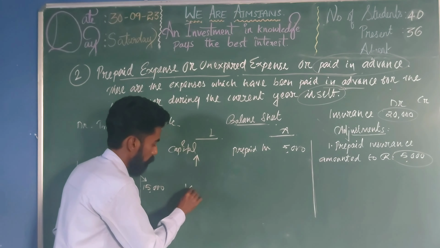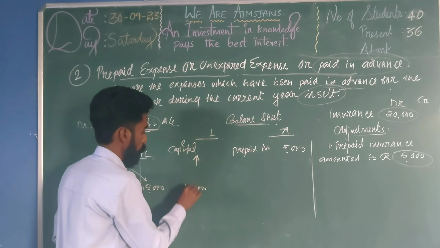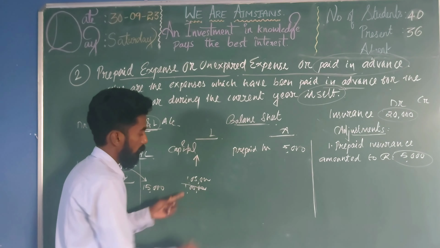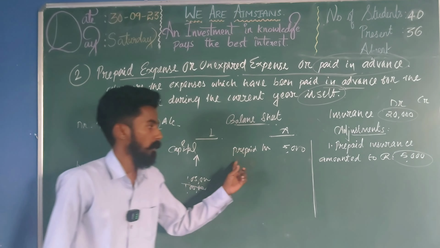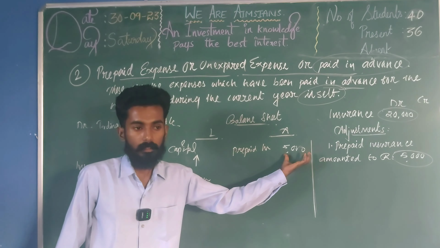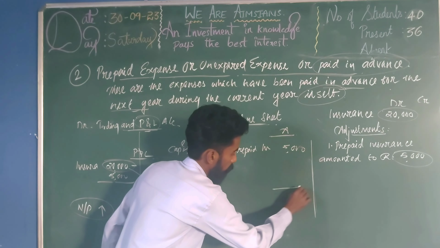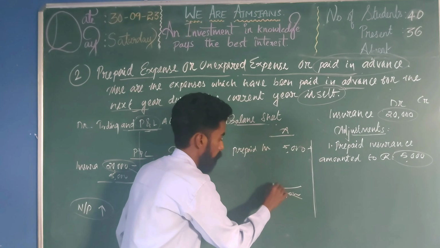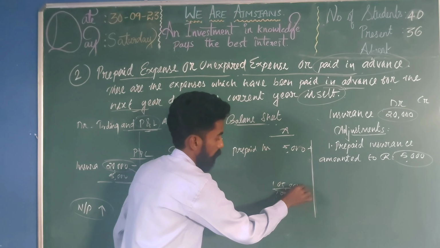Suppose 1 lakh was the total, it will go to 1 lakh 5,000. So the balance will be 1 lakh 5,000. Prepaid insurance is here on the asset side also, 5,000. So the 1 lakh total plus 5,000 will be 1 lakh 5,000.